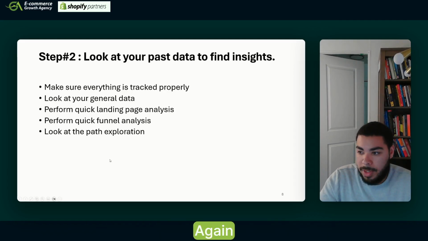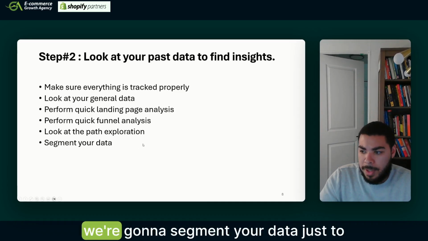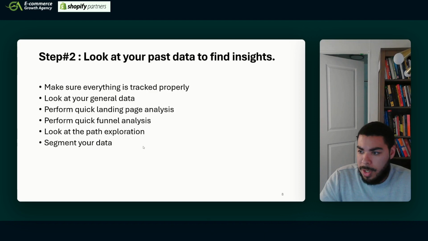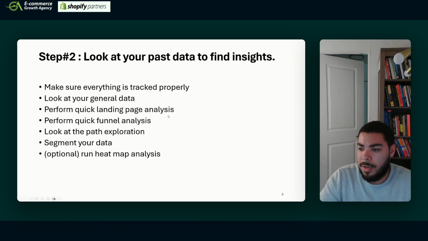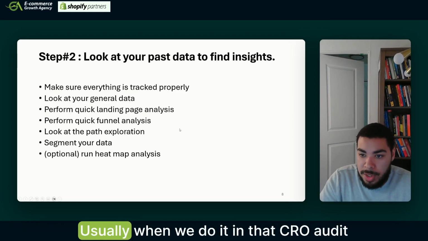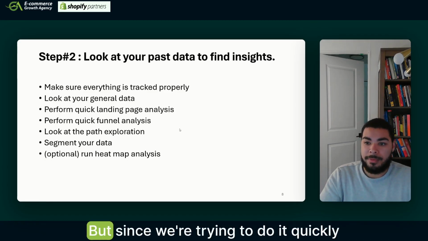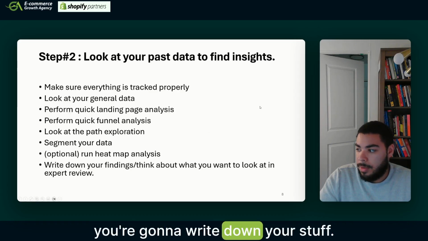Path exploration, again, connected with funnel analysis. It's just to go more in depth. We're going to segment your data just to try to find like maybe some of your audience are performing better than others and whatsoever. Run a heat map analysis. In that case, we won't do it. Usually when we do an in-depth CRO audit, we always run heat map analysis, but since we're trying to do it quickly today, we're not going to do that. And you're going to write down your stuff.